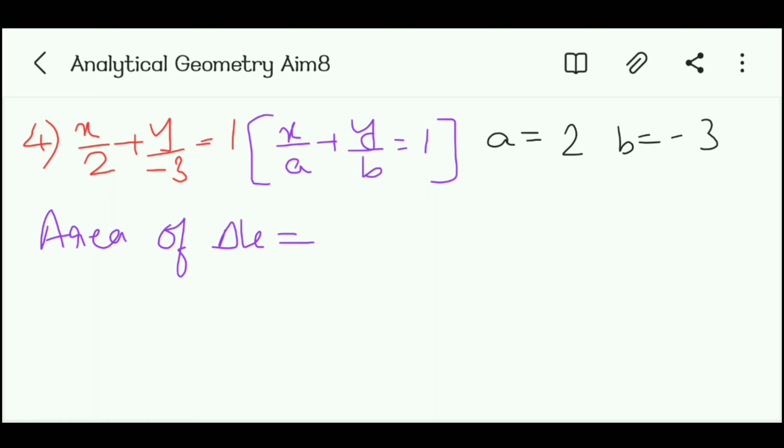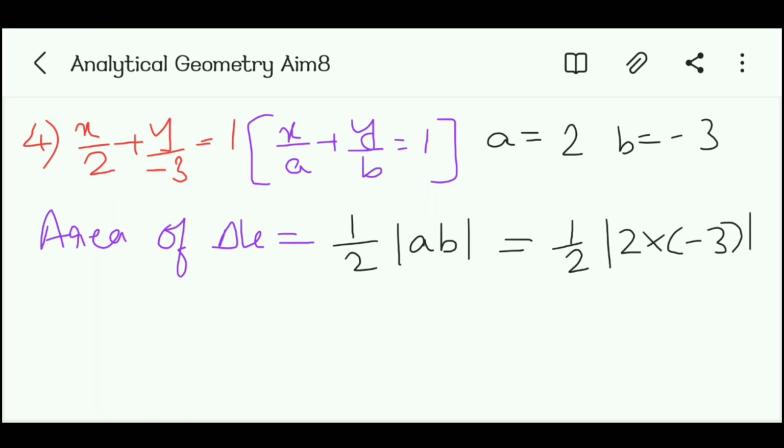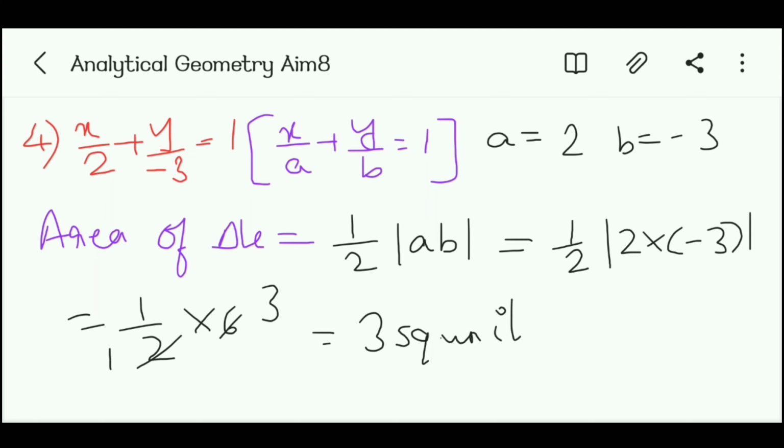Now, if we are asked to find the area of a triangle, you can just take this formula, because we don't know C. That's why, half of AB. Now what is A? 2 into minus 3. Now, half of 2 into 3 is 6. You have to put positive 6 because it is in modulus. So 2 1s are 2, 3s are... Now it is 3 square units. So this is the fourth answer.